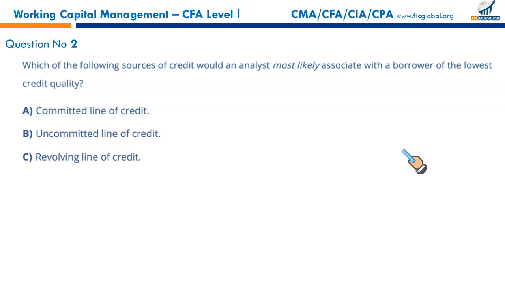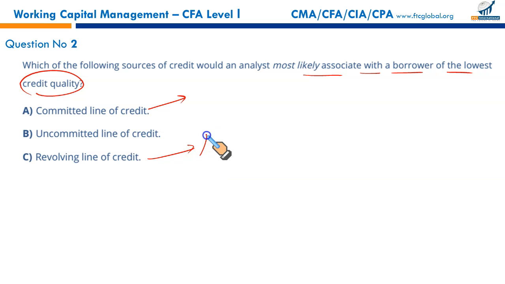Next, which of the following sources of credit would an analyst most likely associate with a borrower of the lowest credit quality? Which of these sources of finance you as an analyst would consider to be of lowest quality? First, committed line of credit. Committed line of credit is given to those borrowers who are credit worthy. Revolving line of credit is also like committed line of credit, but this is for a longer period.